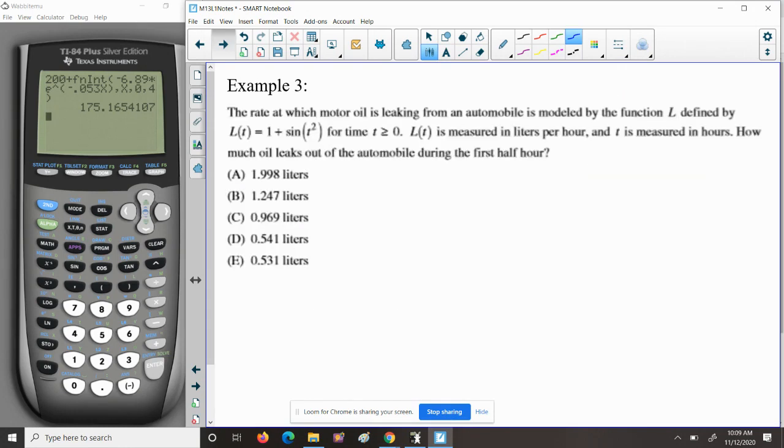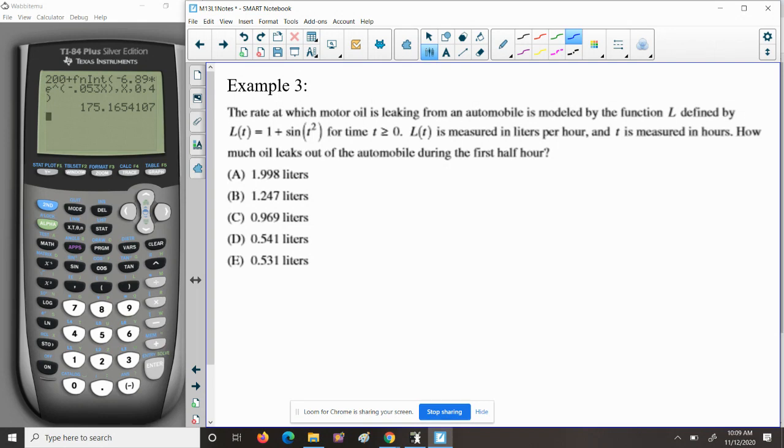Okay, so example 3, they give us the rate at which oil is leaking from an automobile. That's that L of T, for time T greater than or equal to 0. It's measured in liters per hour. T is measured in hours. How much oil leaks out of the automobile during the first half hour? Okay, if T is measured in hours, then we're only going to a half an hour.